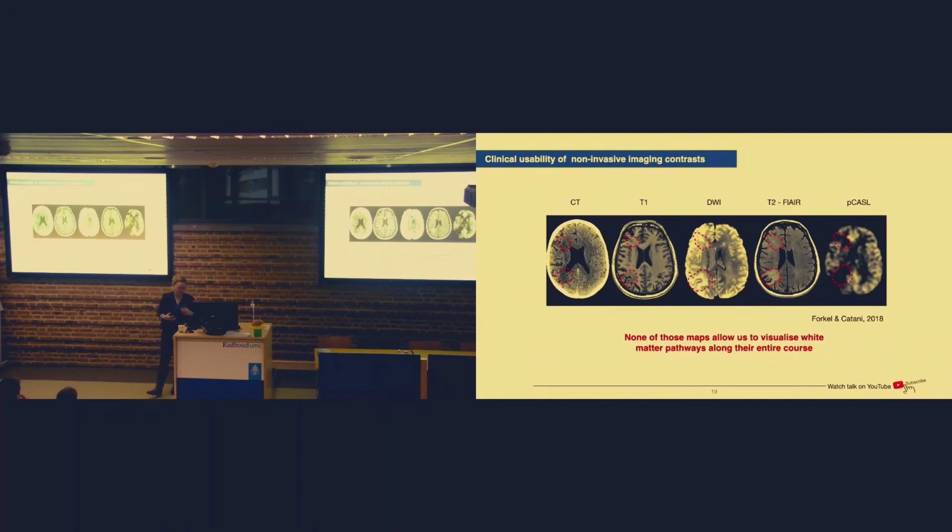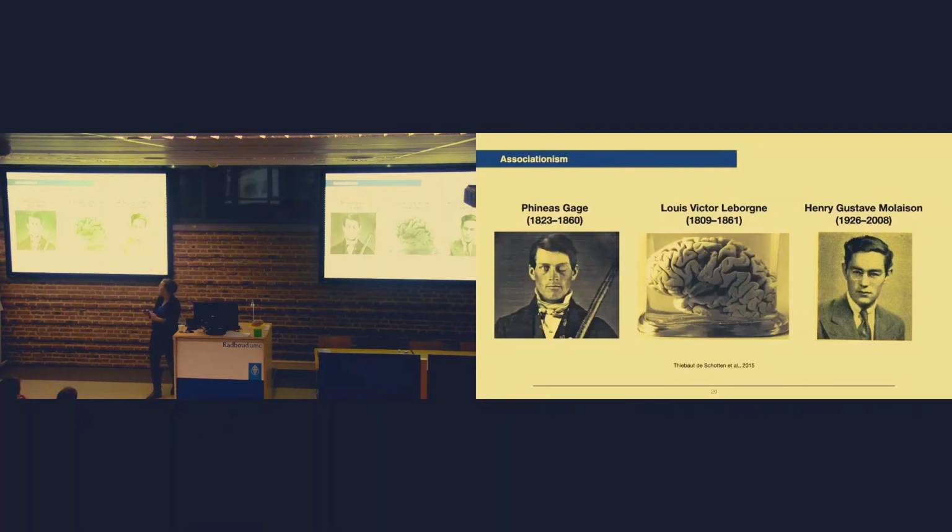So if we go back to our famous cases, now you know them all, and change our framework. So the first slide was exactly the same, but it said localizationism on top. Now it says associationism. So what my colleague Michel Thiebaut de Schotten did here is he went back to get the original brains or skulls, whatever was available for each of those famous cases, and he reanalyzed them in a network framework.